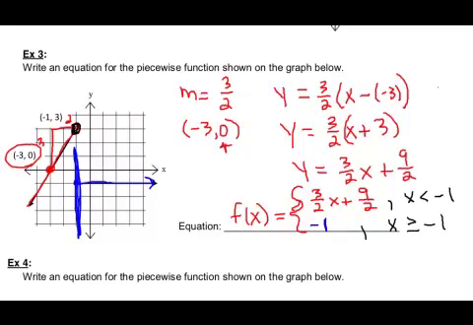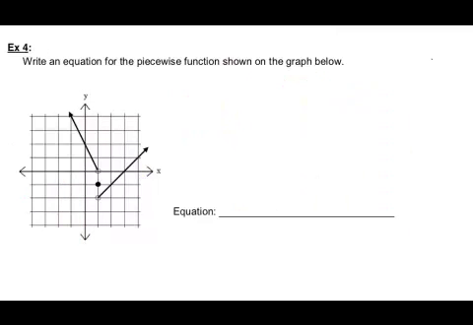So again, it's important to look at your boundaries. That will determine your x values, and you need to find the function or the equation for each part of your graph. Our last piecewise function has 3 different parts to it. So we're going to start with this equation right here.